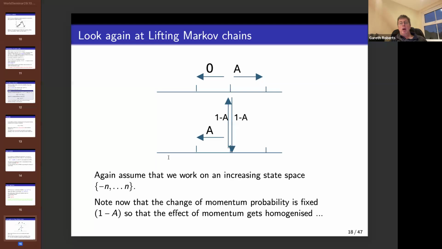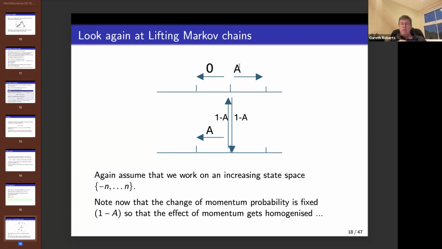Again, we're going to assume that we're working on some kind of increasing state space, but I'm not insisting that A is equal to 1 minus 1 over n, because maybe I can't do that. Maybe because I'm in a sort of more rough environment in some sense, maybe I can't insist that I accept a move with that probability. Okay, so this is the setup. So what do we think happens here?